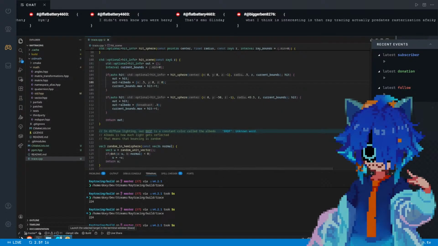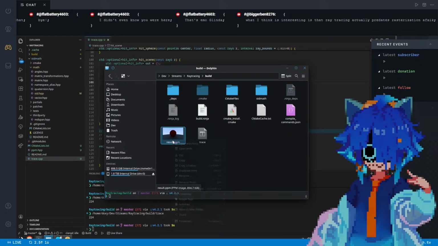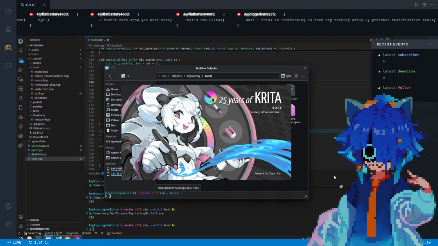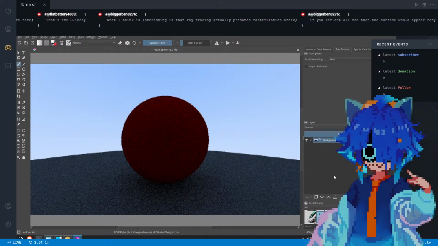So if we only reflect the red light, you notice that our Glinda is now red. So the sphere now has a red tint because we're not reflecting any of the blue light or the green light that hits us. So all the light that actually appears to us, everything that makes it to our camera eye, is going to be red.